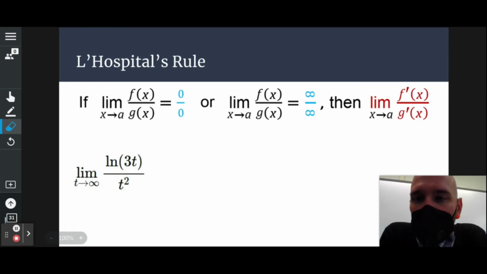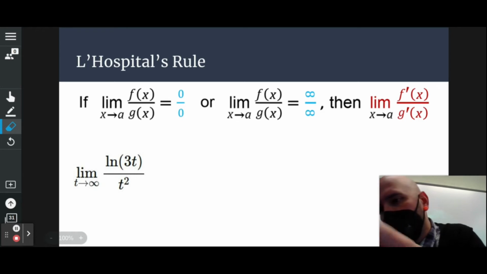All right, so what L'Hopital's rule says is if you take a limit, and after taking the limit, you get 0 over 0, like that guy.